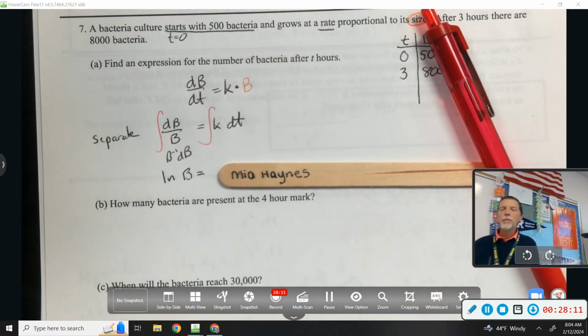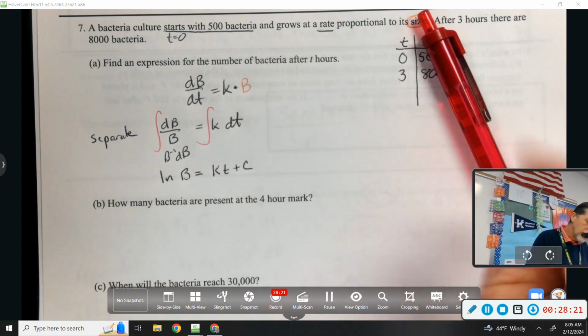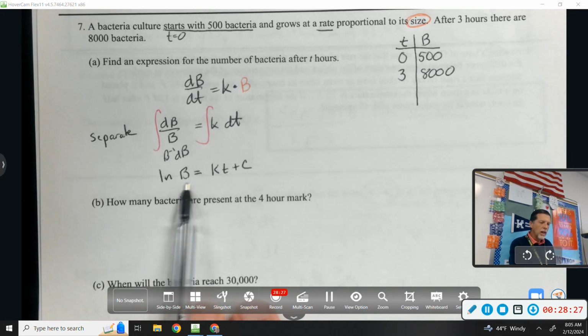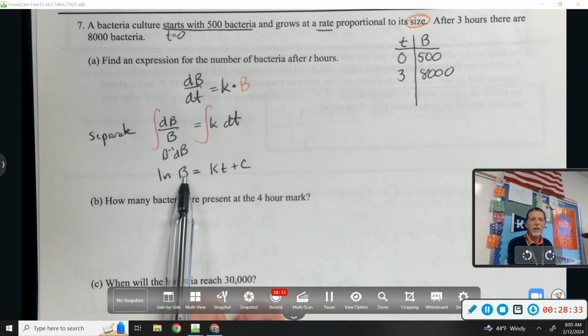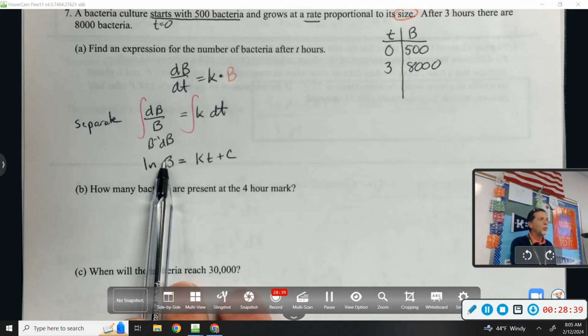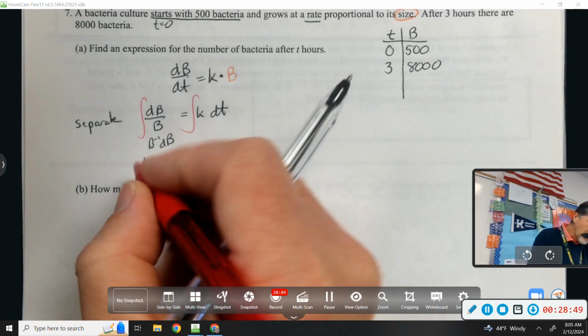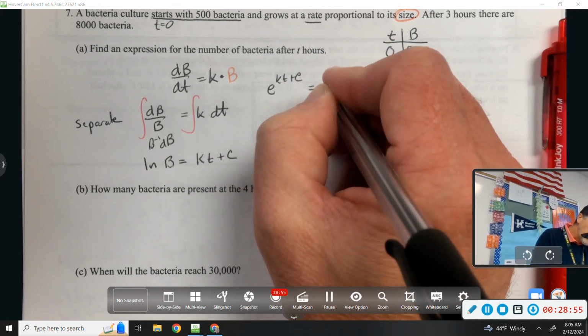Mia, how about the other side, the antiderivative of k dt? Good, kt plus c. Alright, I got two variables I got to deal with there. I don't want to plug things in yet. I want to solve for b. So what could I do to solve for b? Algebra All-Stars. We did this 2 weeks ago now. What's that? The E thing, yeah. Either E both sides or fish hook it, however you want to phrase it. So E to the kt plus c equals b.